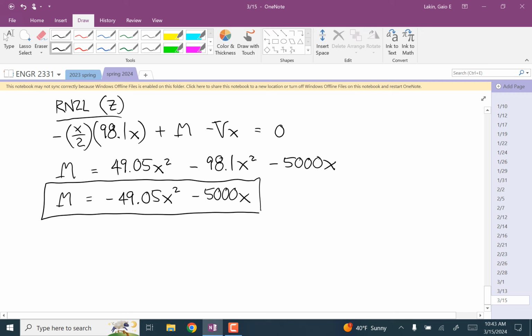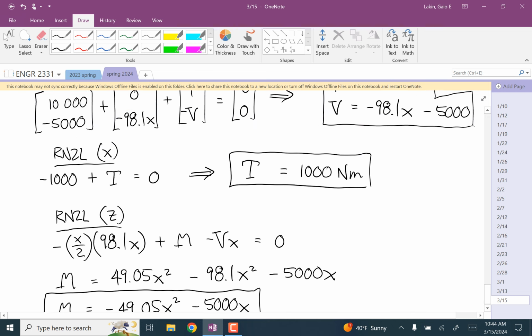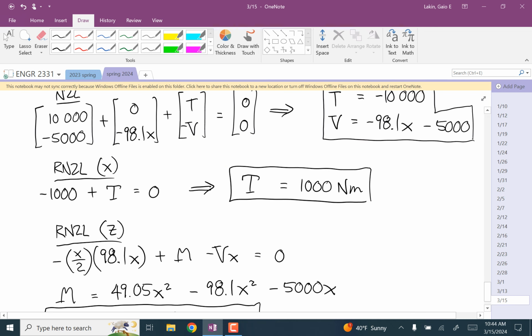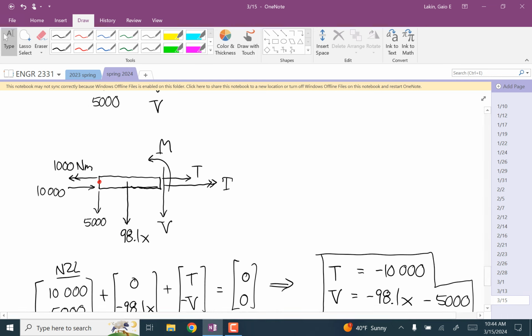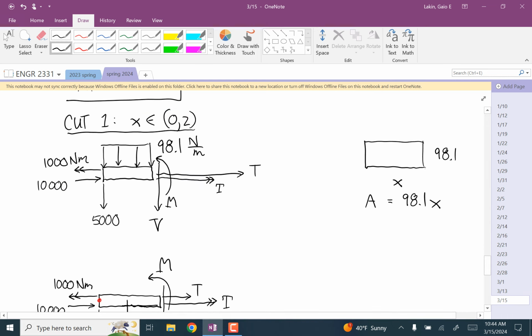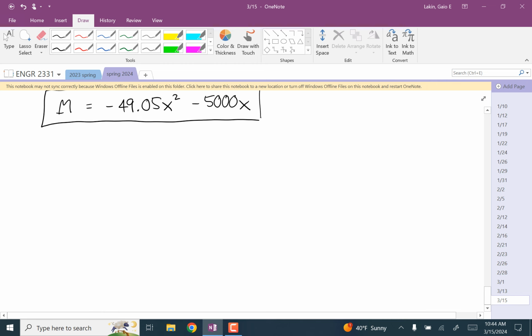Well, one thing is if we just did a cut exactly at the wall and just calculated those point values, we couldn't use our derivative checks. So I guess that's one positive of doing the whole thing like this. Now we can because we have functions. So dM/dx is equal to V. That's good. Negative dV/dx is positive 98.1, and that's our distributed load function, so that's good.